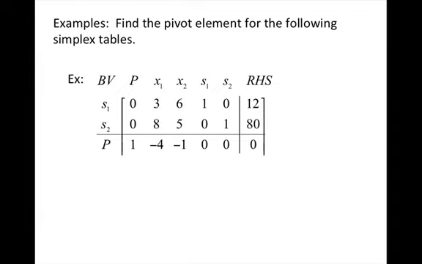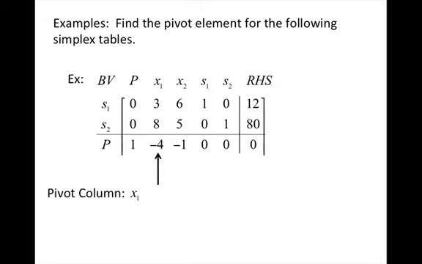Well, let's look at the next example. First, begin by looking at the very last row. The smallest negative number is -4. So my pivot column is going to be x sub 1, since that -4 is in my x sub 1 column.